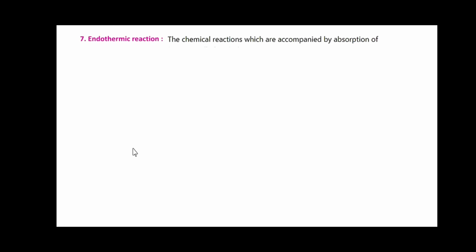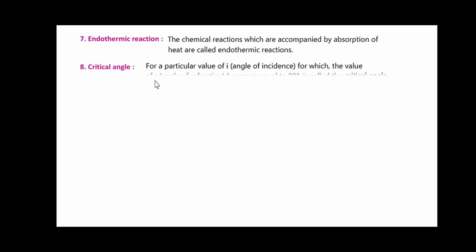Next is endothermic reaction. The chemical reactions which are accompanied by absorption of heat are called endothermic reactions. Next is critical angle. For a particular value of i, that is the angle of incidence, for which the value of r, that is the angle of refraction, becomes equal to 90 degrees, is called the critical angle.